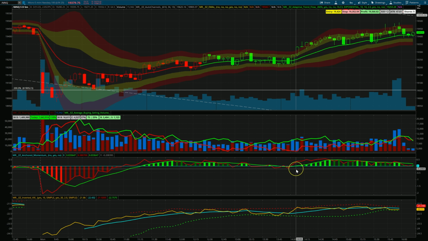The momentum, once again, it's got good momentum. It's moving to the upside. The green line is over the red line, in terms of the average buying is over the average selling. And what do you get? You get price appreciation. It's moving up.